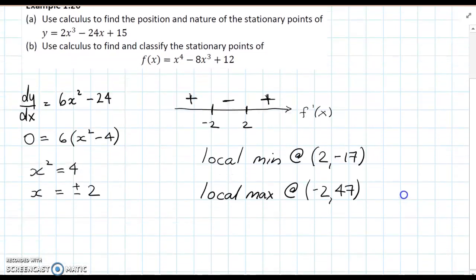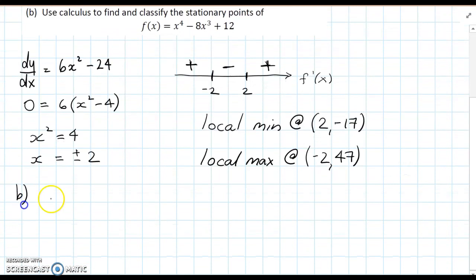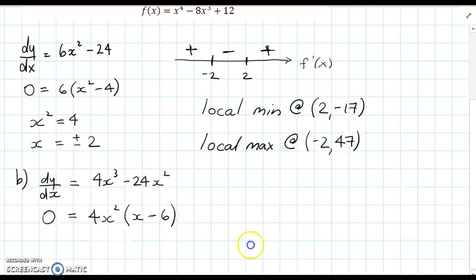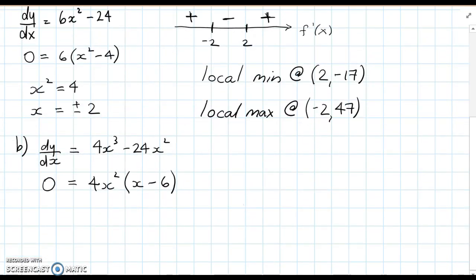We can do the same for part B, where we've got a quartic. The derivative of that function is going to be equal to 4x cubed, take 24x squared. Again, we're trying to find the stationary point, so we equate it to 0, and our common factors are going to be x squared, x take 6. So we have a repeated stationary point and a singular stationary point. So x equals 0, using our calculator that would be written as times 2, and x equals 6.